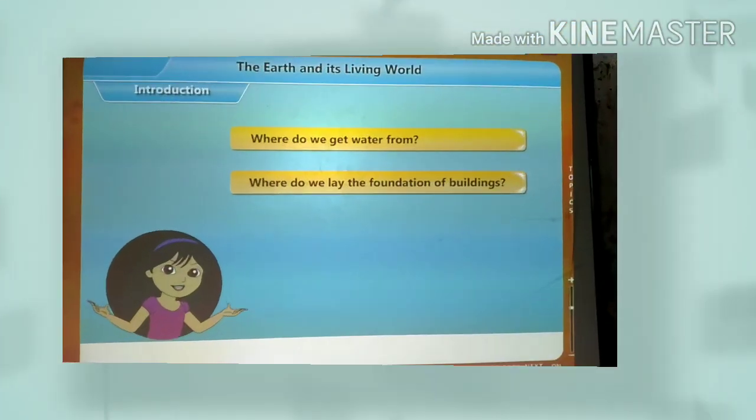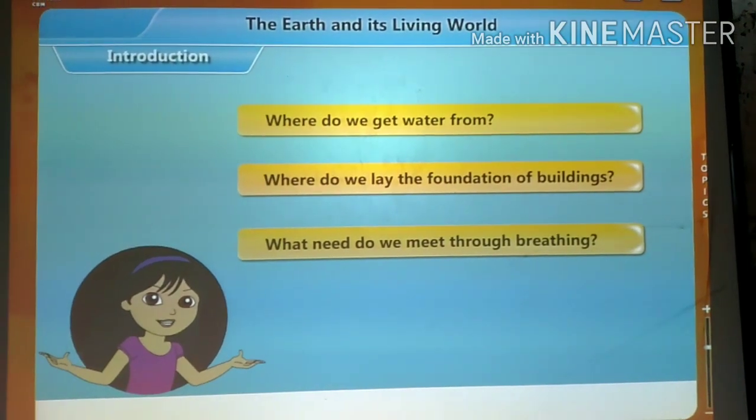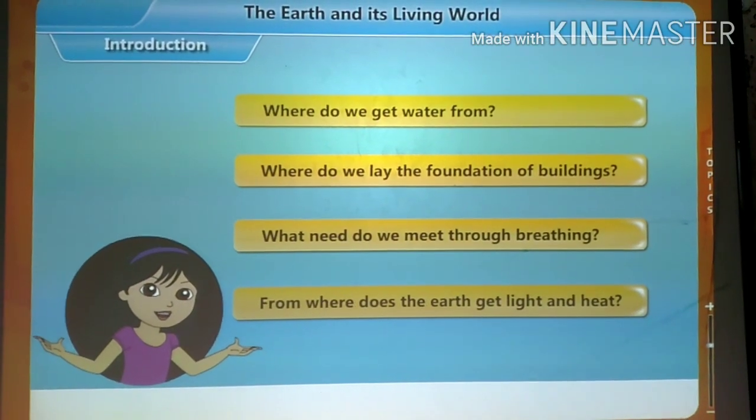Lay the foundation of buildings. What need do we meet through breathing? From where does the earth get light and heat?